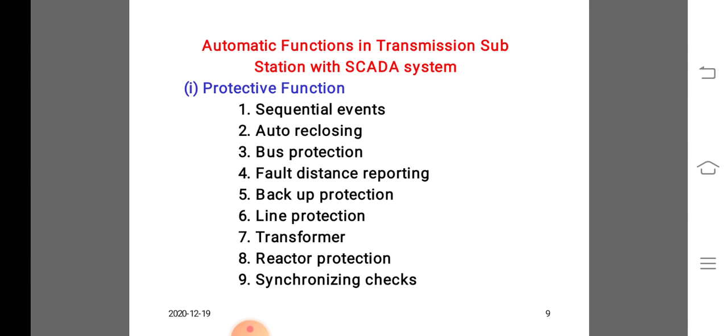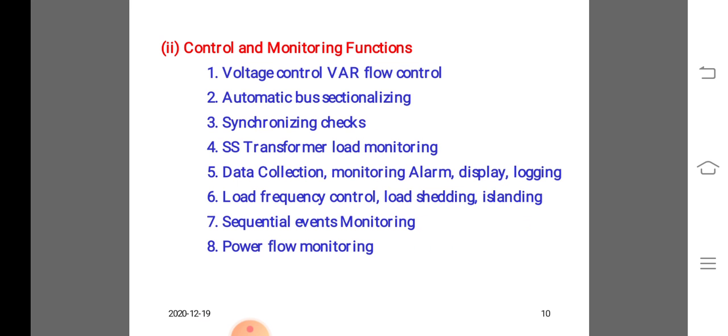This protective function has sequential events, auto reclosing, bus protection, fault distance reporting, backup protection, line protection, transformers, reactor protection, synchronizing checks. Already I told the previous slide. This is control and monitoring functions. This control and monitoring function is under the concept of communication technology.